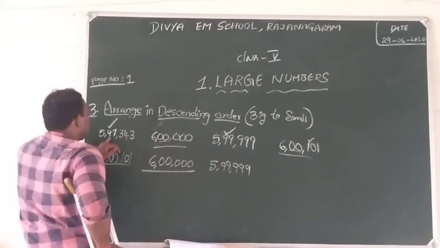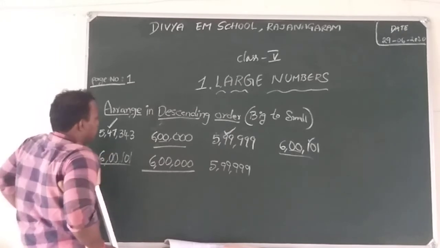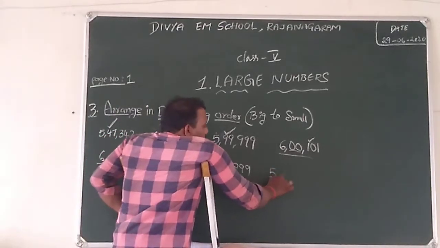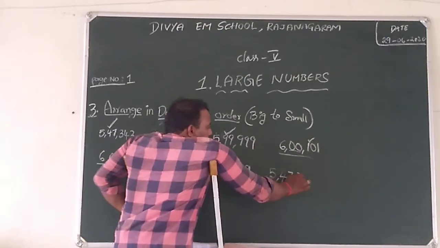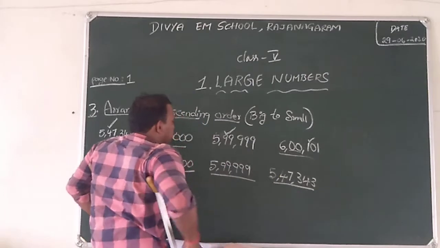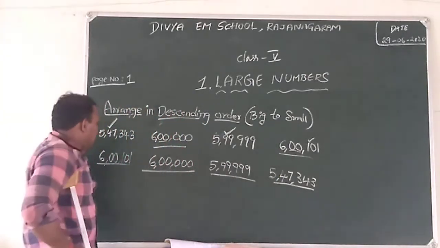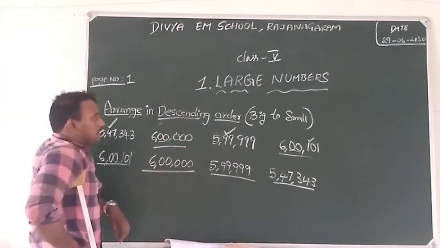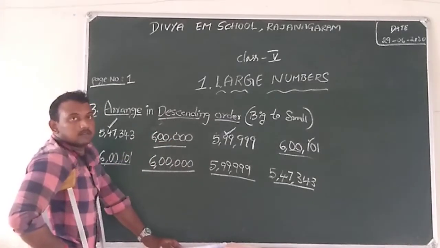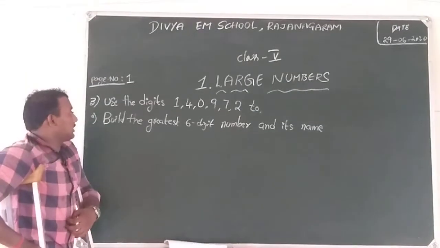That is 5,47,343. So like this, we need to find the biggest number to smallest number. This is the descending order. Hope all of you understood well. So let's move to another question.